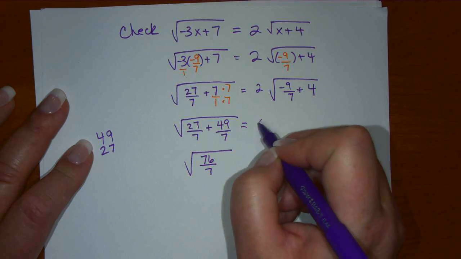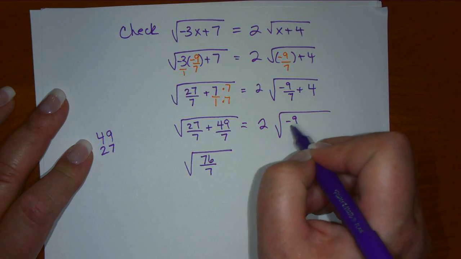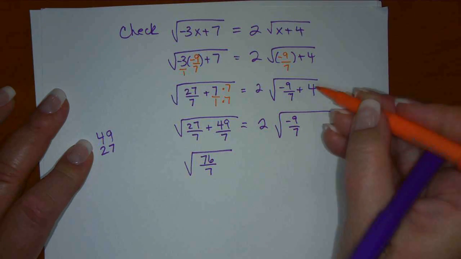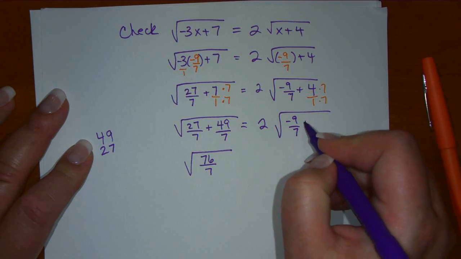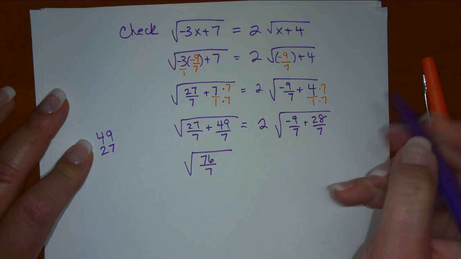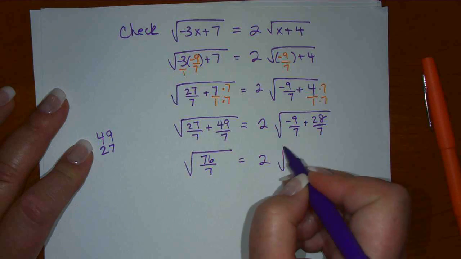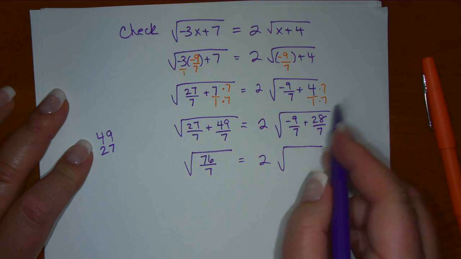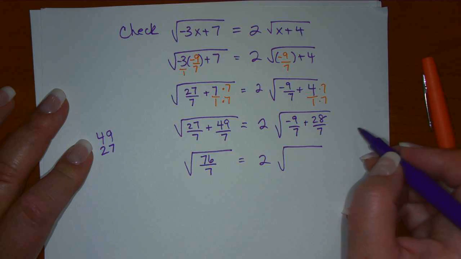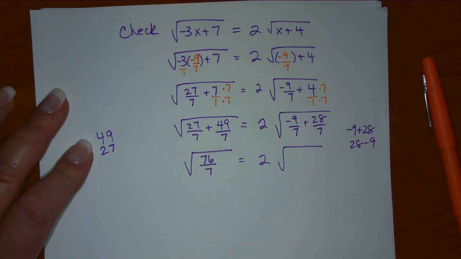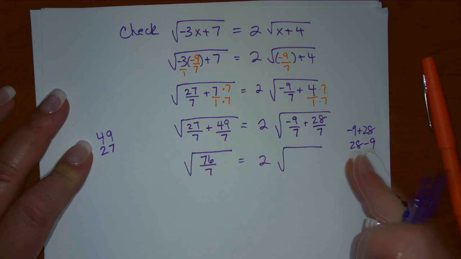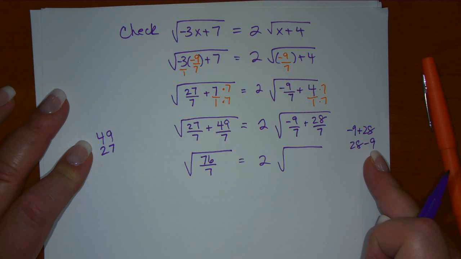All right, and the other side, that's like a 4 over 1, so multiply by 7 over 7. This is minus 9 plus 27. Or plus 28, or 28 minus 9 is the same thing. You're subtracting the 9, adding the 28. So what's that equal? 19.